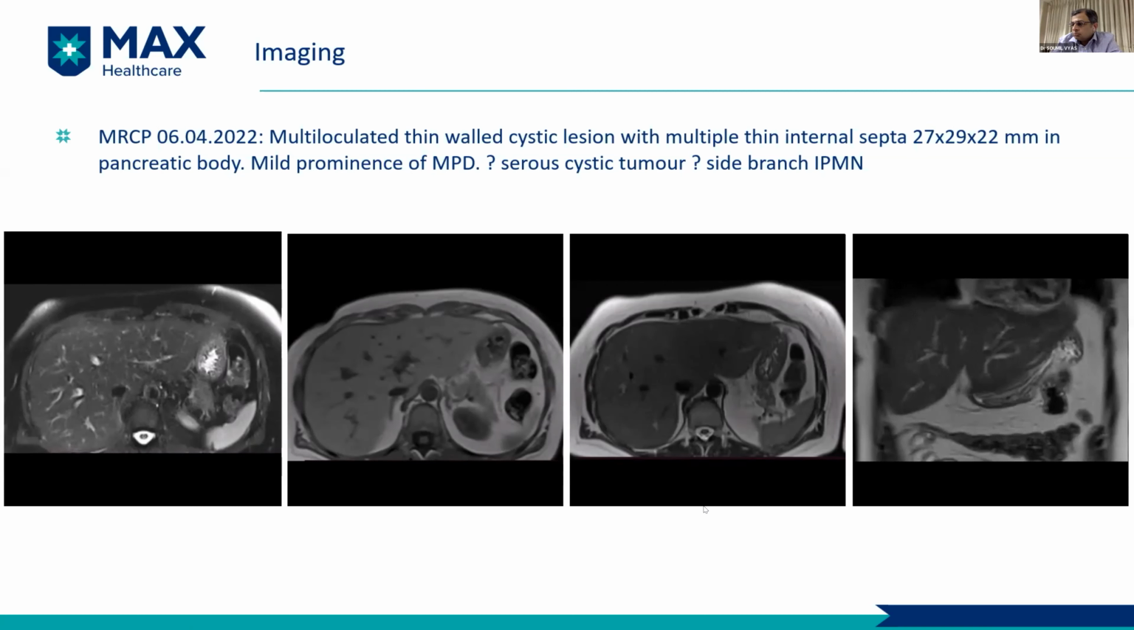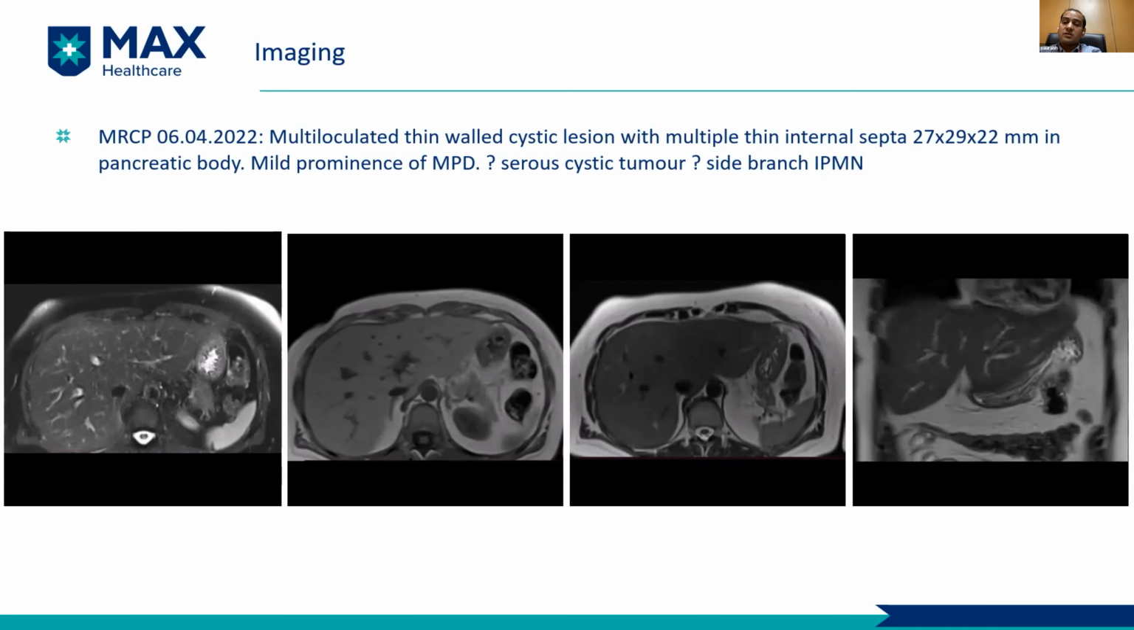Which patients will you send for endoscopic ultrasound? Routinely all patients, or will you select some patients? So usually for an endoscopic ultrasound, the size cutoff is 3 centimeters and above. This is a very borderline lesion, which is close to 3 centimeters, but not exactly. And the only other thing is the MPD is prominent in this patient. So we are not sure whether there is a communication with the main pancreatic duct or not.